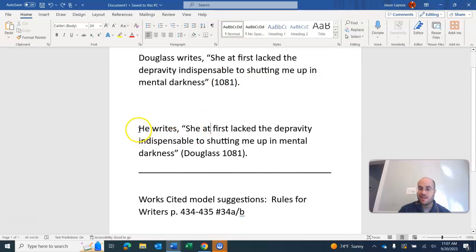If the author's not in the sentence, you need to write it complete, subject verb. So he writes, your quotation, and then you put the author's last name with the page number. And this same exact set of models applies for Plato.